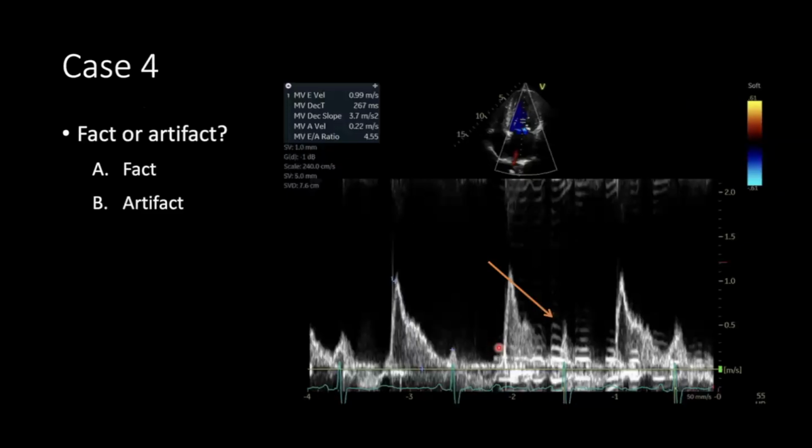Okay, I think we've presented this a couple times today during rounds, but it's still an interesting finding. What do you guys think this is? Fact or artifact? Sorry, Flora, I know it's a bit tedious for you.